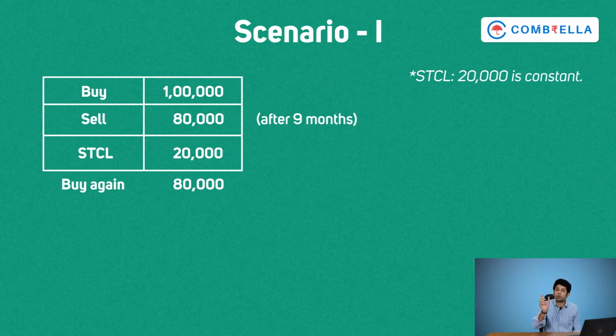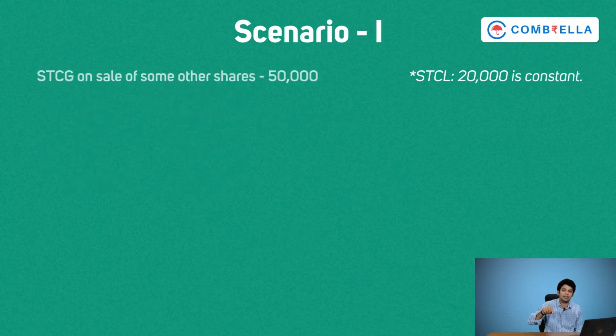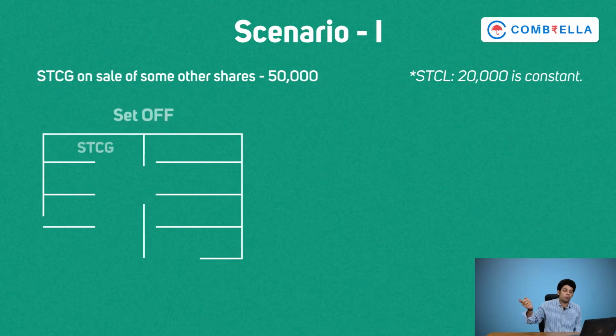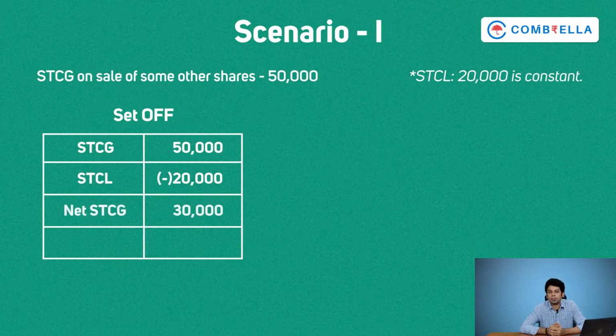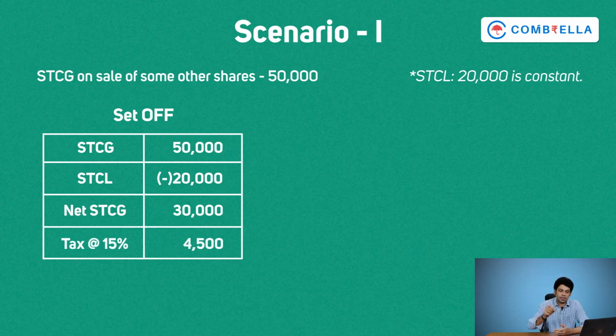Now, what you need to do with this short-term capital loss of 20,000 is, suppose in this year itself, you got short-term capital gains of 50,000 rupees from the sale of some other shares. Possible? Now, you need to adjust this short-term capital loss of 20,000 with the short-term capital gain of 50,000, and then what will be your net short-term capital gain? 50 minus 20, 30,000 rupees. And on that, pay tax at the rate of 15%, which is 4,500 rupees.